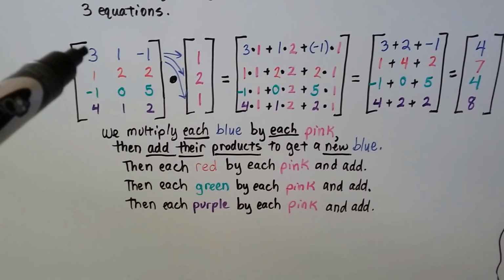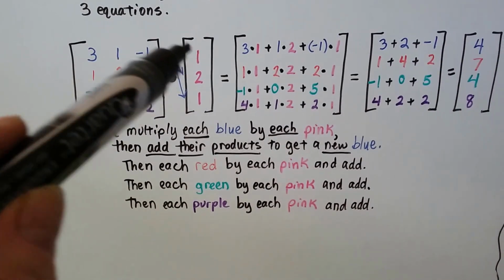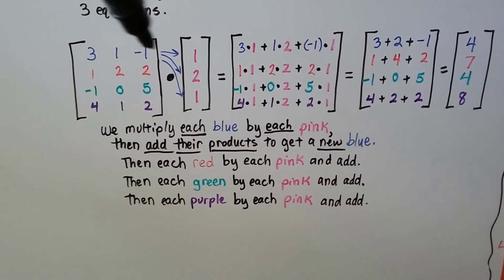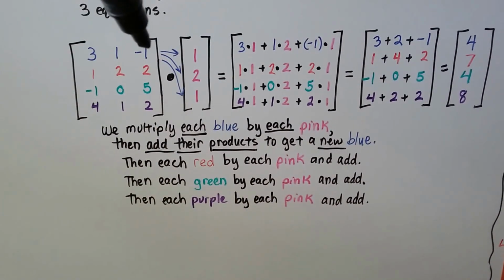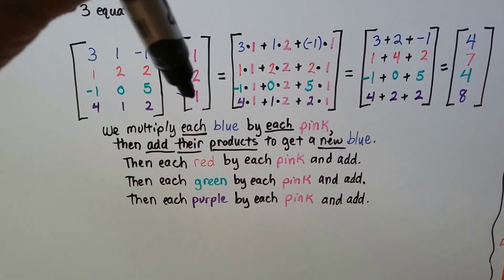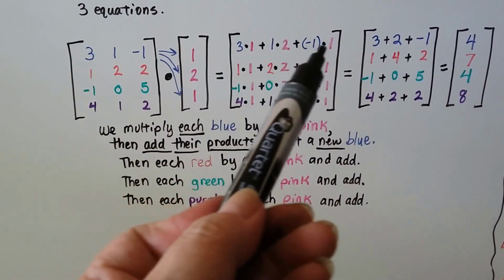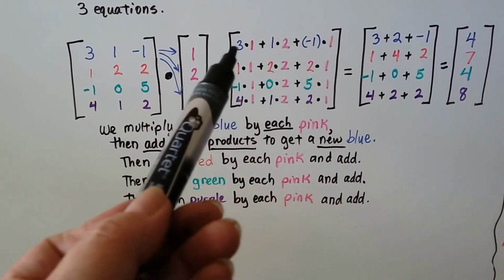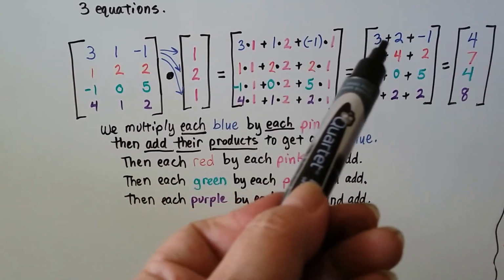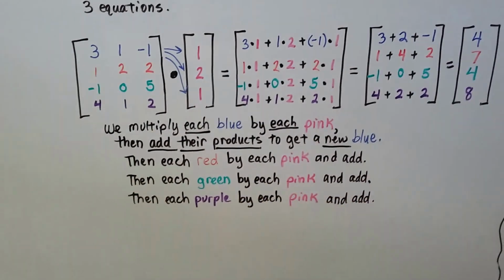We're going to take this 3, and we're going to multiply it to the 1. Then we're going to take this 1, and we're going to multiply it to the 2. Then we're going to take this negative 1 and multiply it to that 1. We're going to write it along here on our first row, right here. When we do the addition, we're going to get a 4.